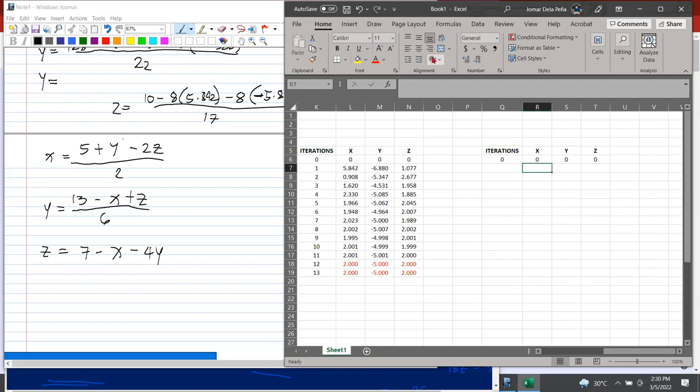Okay. We have x equal to open parenthesis 5 plus y minus 2 times z over 2. Right? And next is equals to open parenthesis 13 minus x plus z over 6. Next is equal to 7 minus x minus 4 times y. Okay. Then ito ilang kadesimals. Say 4 or 3. 3 lang. So, okay, drag na to ha. Jacobi ni siya.